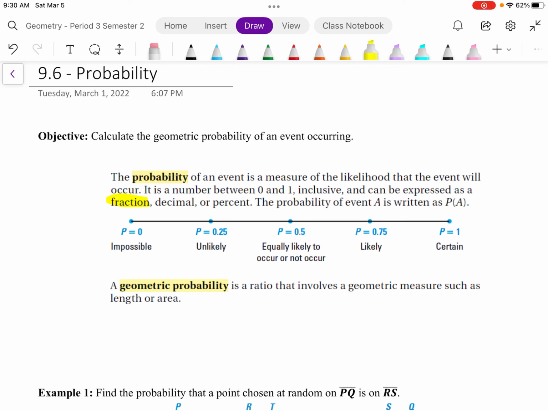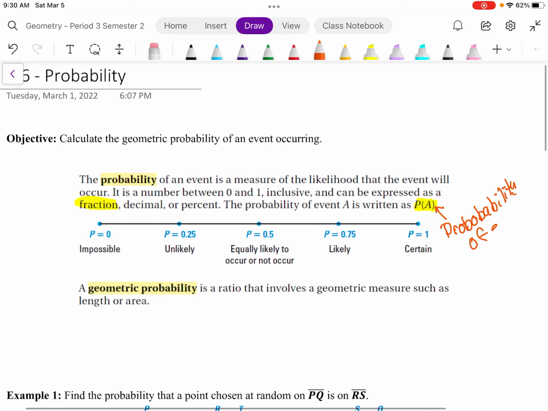And the probability of event A is written as P(A). So this right here, you're going to see a lot, where you're going to have something inside of parentheses next to a P, and that means probability of event A. And we can replace A with anything. It could be the probability it rains, the probability it's the color blue, anything like that.